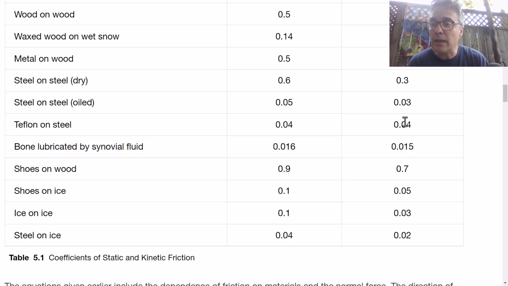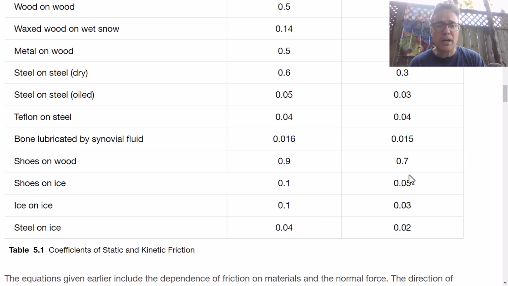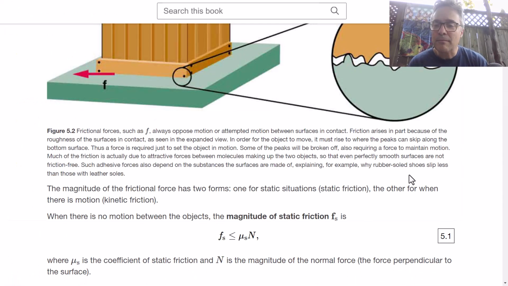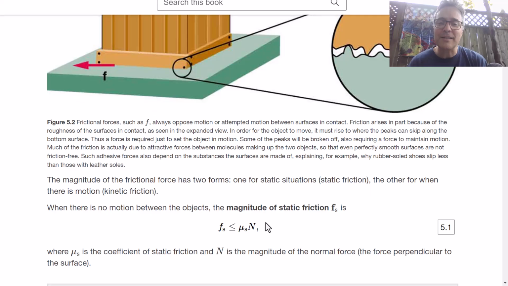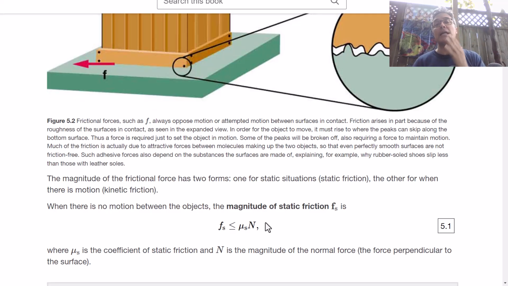It can be really low, like Teflon on steel, that's something really slippery, or it could be really high. Shoes on wood, that's purposefully made really high, 0.7, so that it comes to a stop a lot quicker when it's sliding. Okay, so going back, now there's the other kind of friction called static friction.